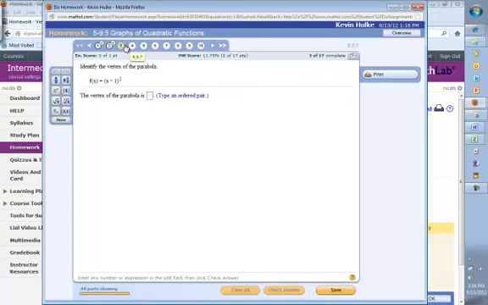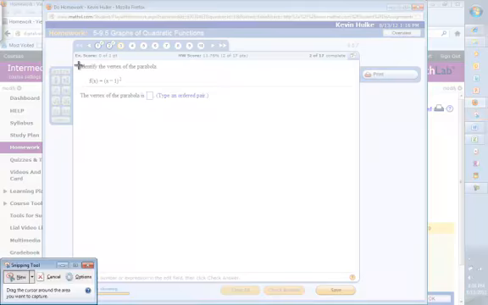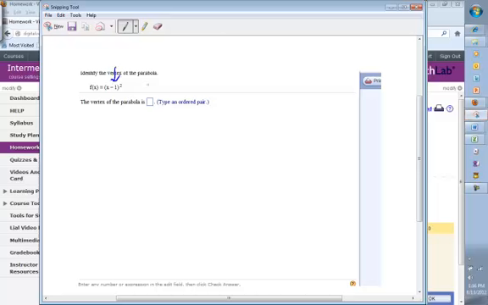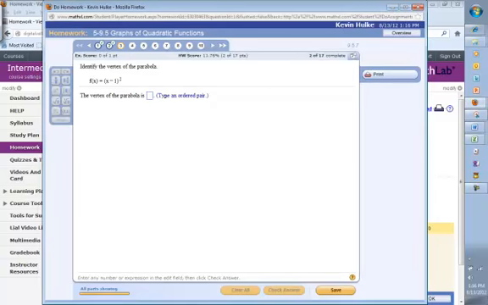Number 3. This time it is connected to the x. So we've got forward 1, but there's no number connected to the y or to the f of x. So our vertex in this case is over 1, up 0.